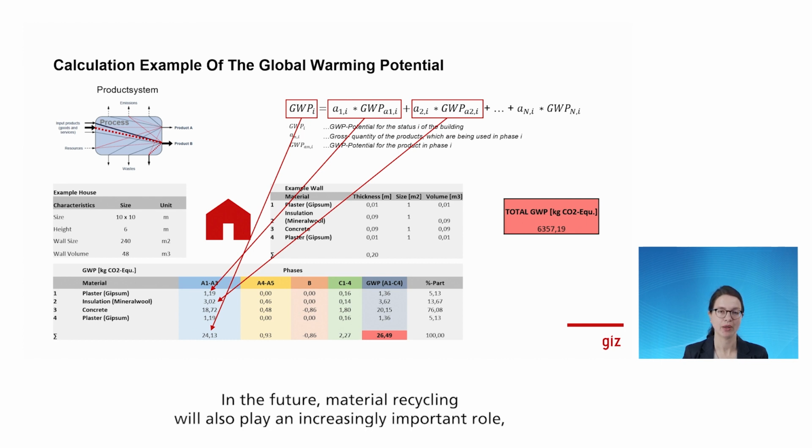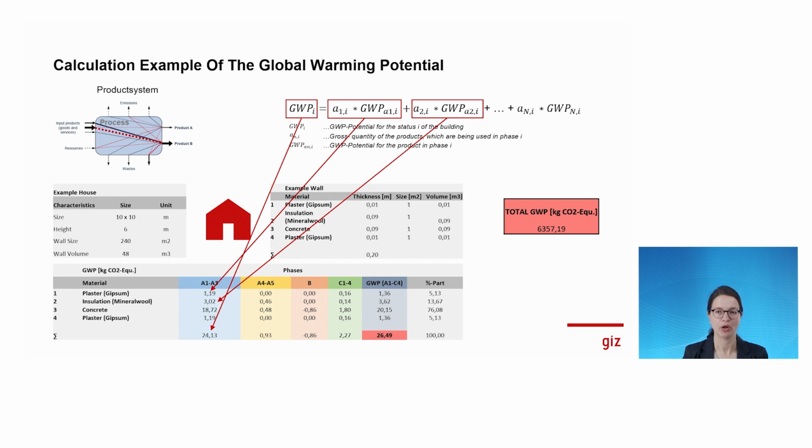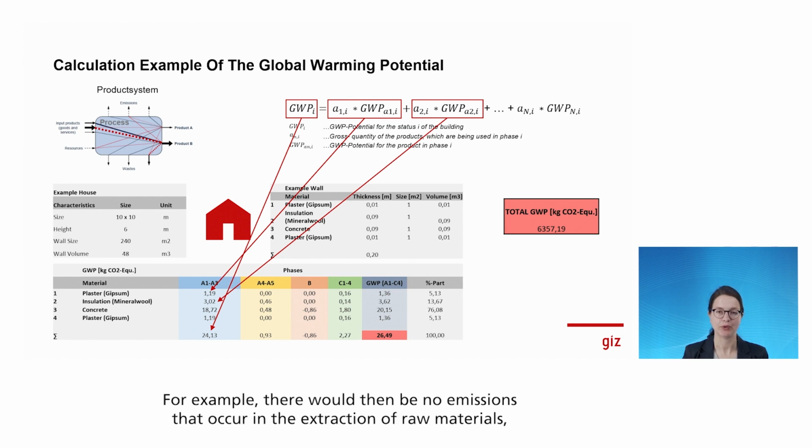In the future, material recycling will also play an increasingly important role, which could potentially lead to a reduction in the global warming potential consumption of the product in the life cycle assessment. For example, there would then be no emissions that occur in the extraction of raw materials, so that the recycled material could have an improved life cycle assessment.